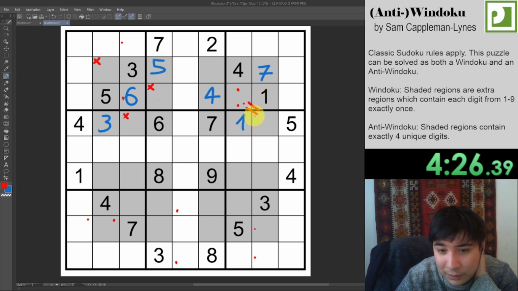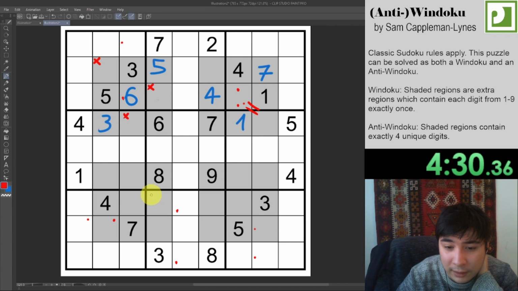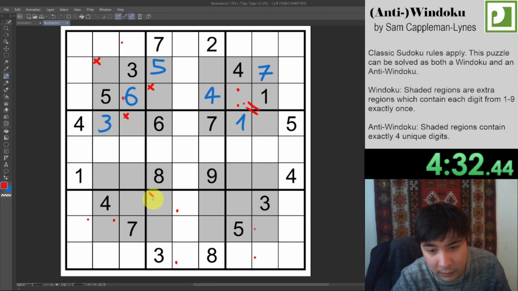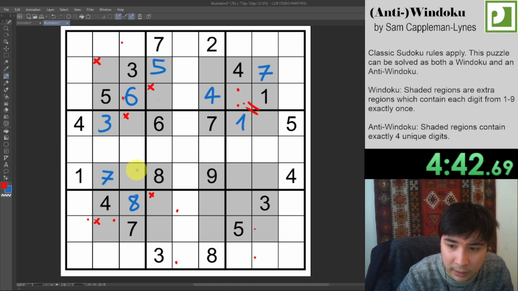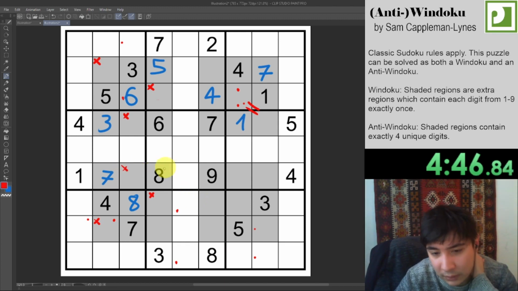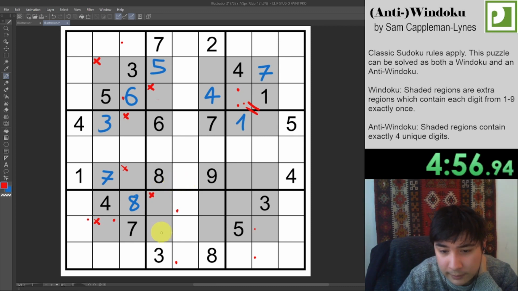Gosh, that is weird. 7, 4, and 8 are all blocked here, so this is X. This means this is X. We got an 8 here. That we have a 7 in this spot. This can't be 4, so this region's X as well. And that means 4 is down here.